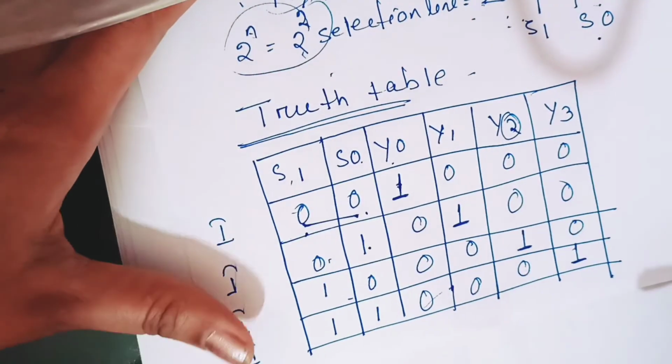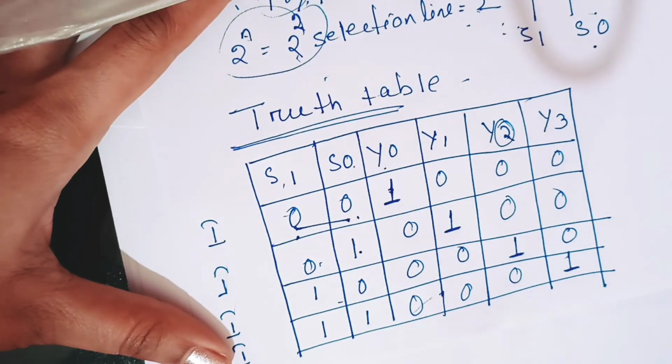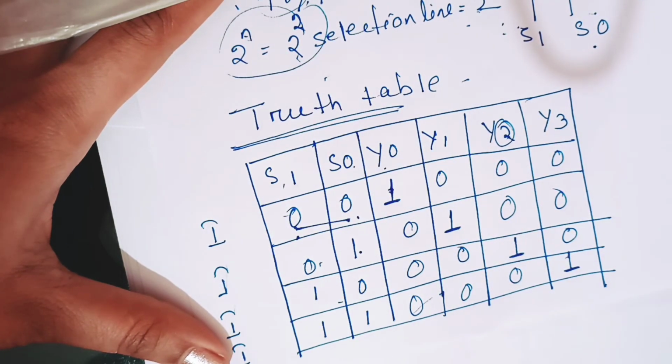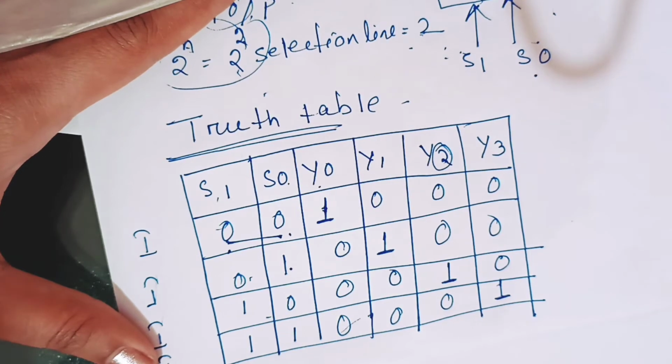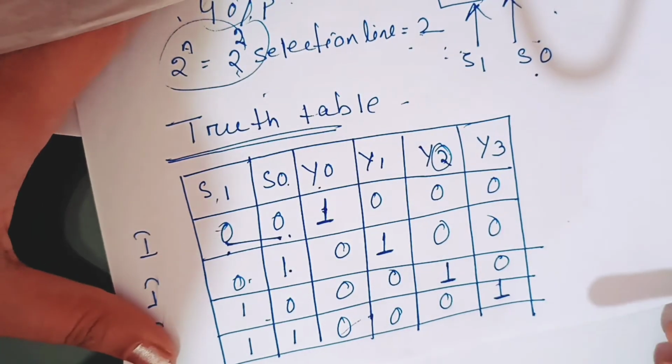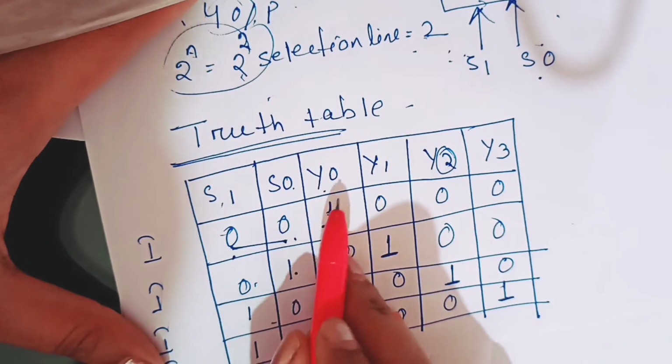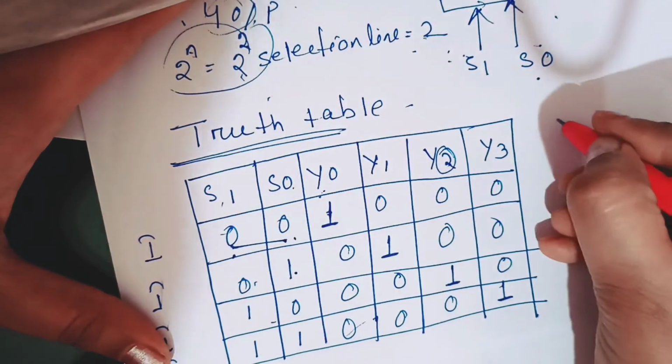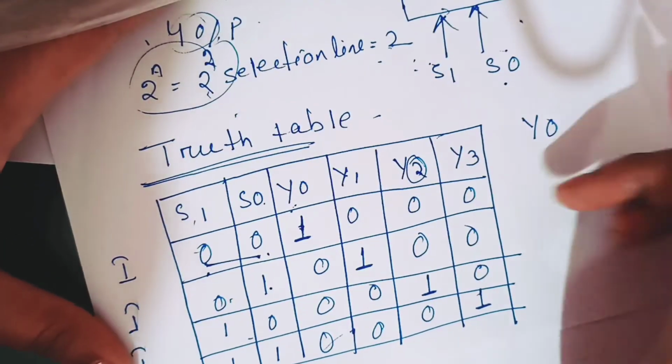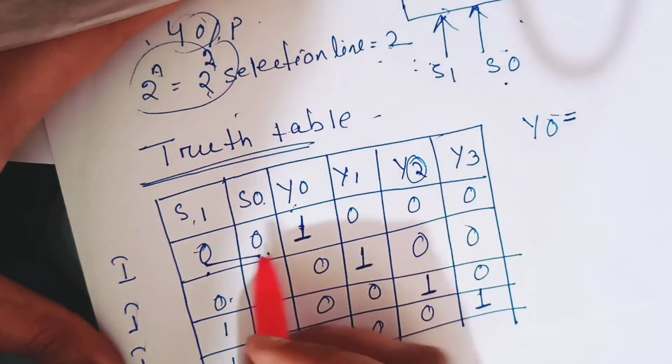This is the truth table of your 1:4 DMUX. Now moving towards the output values. What will be the output value in Y0? What is the value of Y0? Y0 is equal to I.